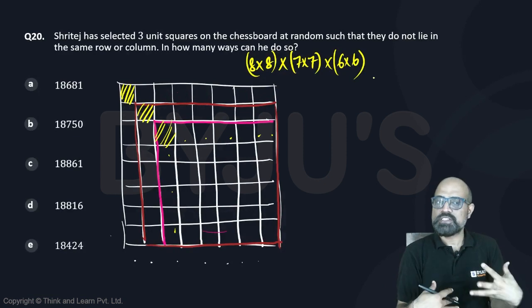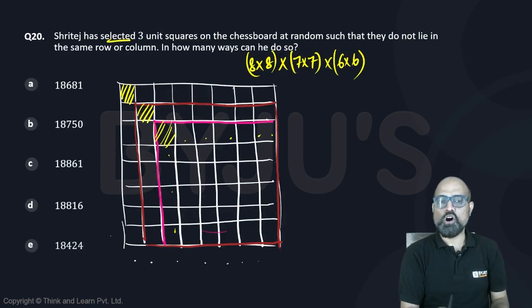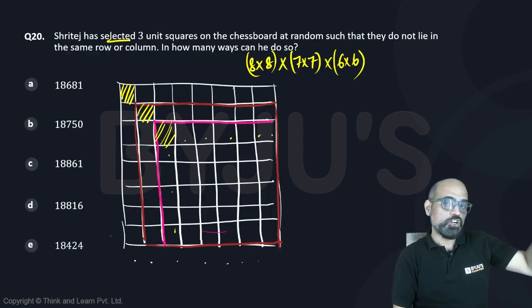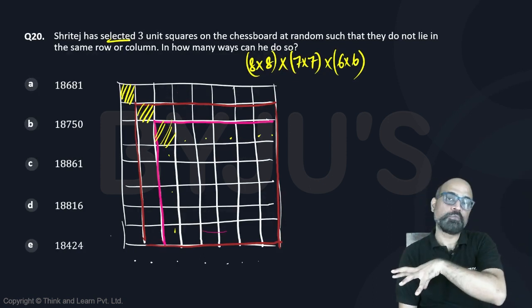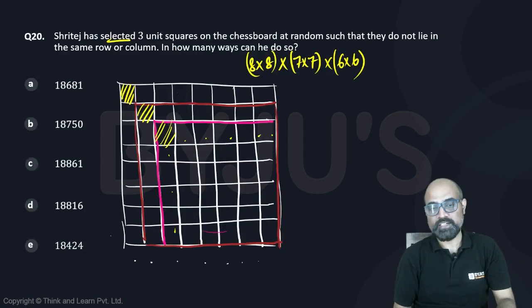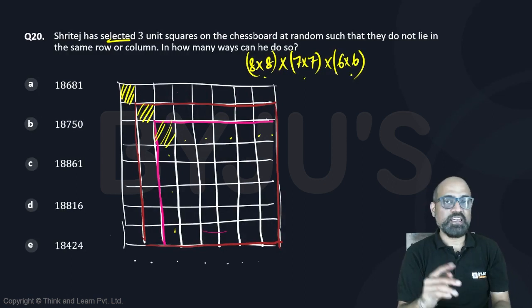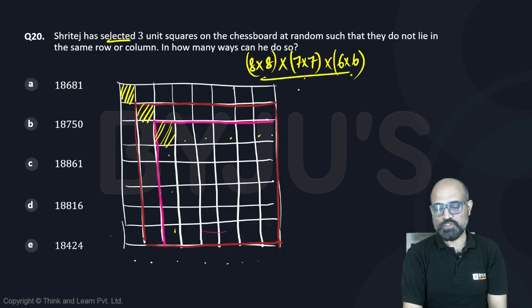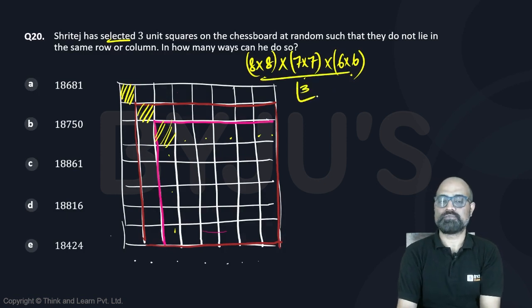Since he has to select, right? So order doesn't matter whether he selects the cornermost first or the one from the 6 by 6 smaller chessboard, right? So these 3 arrangements will not make any difference. So we need to divide it by 3 factorial. Now 3 factorial is 6, so that will take care of that.